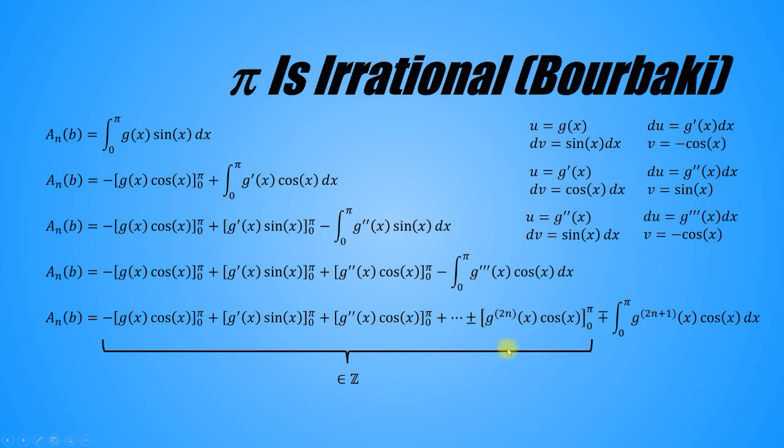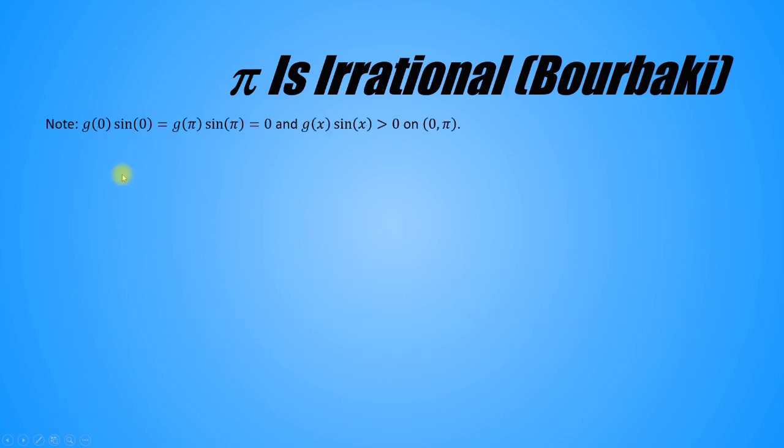Also recall that g of x is a polynomial function of degree 2n. So the 2n plus first derivative of g is 0. It's the 0 polynomial. And so this integral is 0 because the integrand is identically 0. From this we conclude that a sub n of b is necessarily an integer. At the endpoints of the interval of integration, 0 and pi, the integrand is equal to 0. And on the open interval from 0 to pi, which is the interior of the interval of integration, the integrand is strictly positive. So the integral of this thing, which is equal to a sub n of b, is strictly positive. Also, this inequality holds.